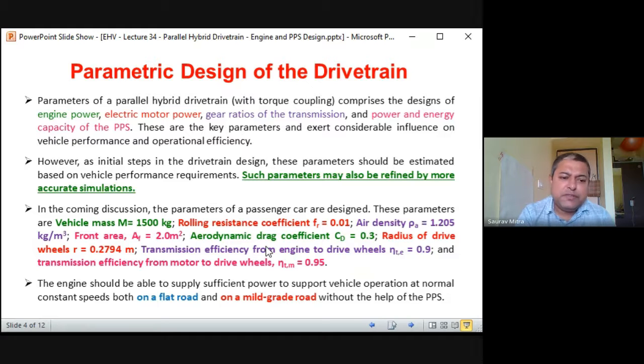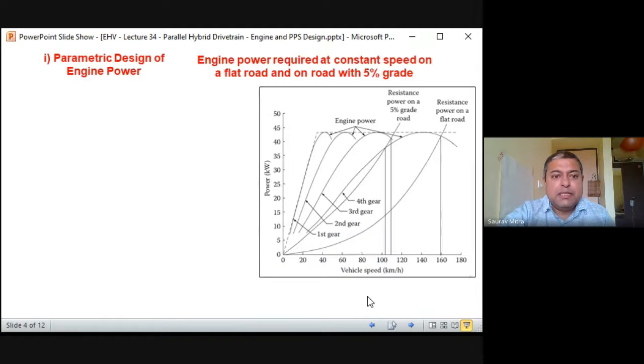So these are two different designs for the engine: on a flat road as well as on a mild road, without the help of PPS. Whenever I say engine design, we are thinking that the engine alone is driving the whole vehicle. PPS is not being used. These are very important graphs. It looks scary, but don't get scared. These are very simple graphs.